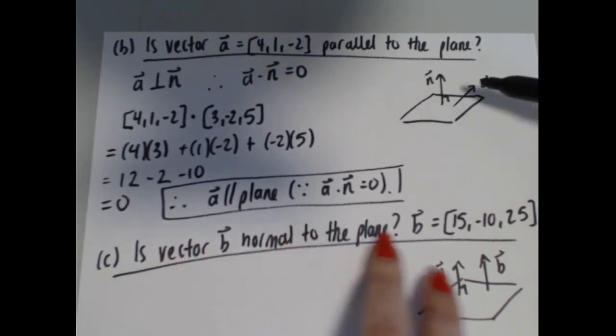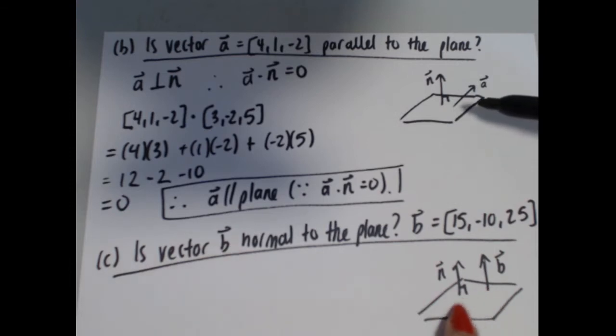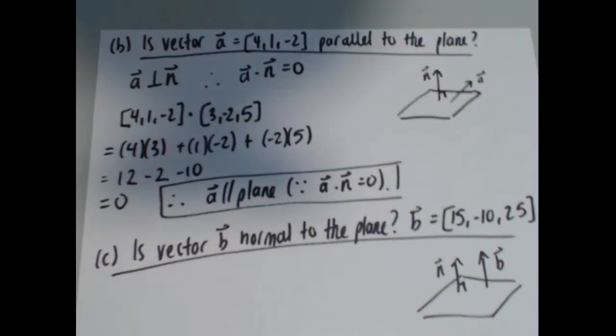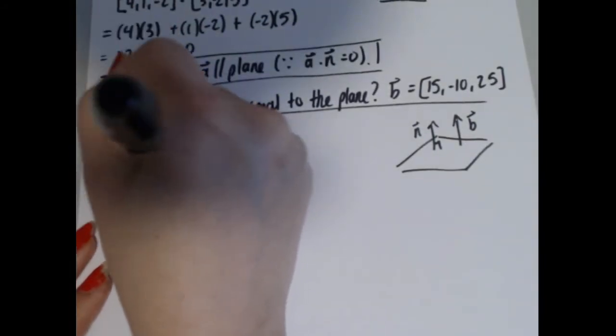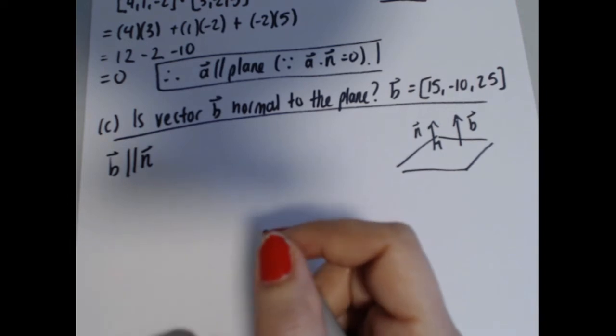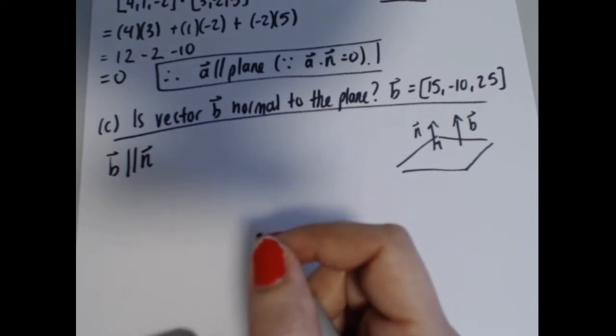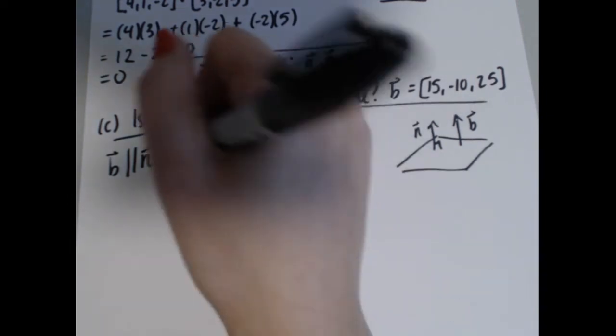Okay? So there's another way to do this. If B is normal to the plane, that means that B and n are parallel to each other. So B must be parallel to n. Now, when two things are parallel, that means they are scalar multiples of each other.